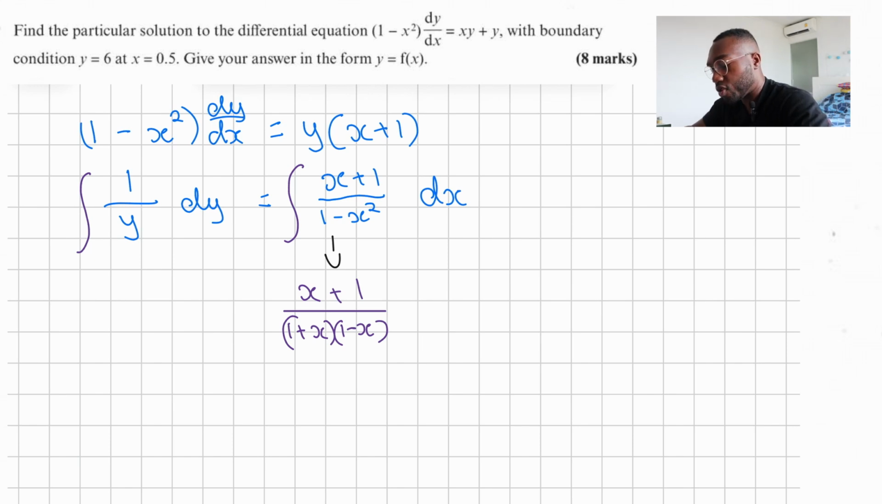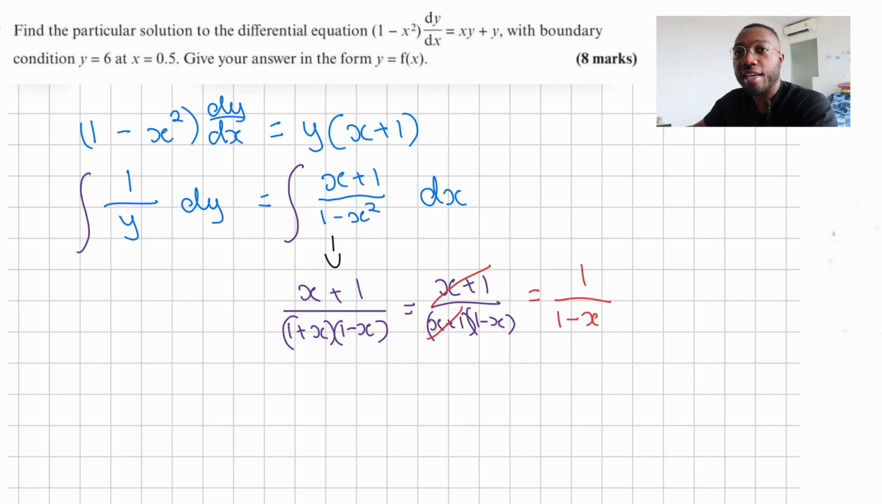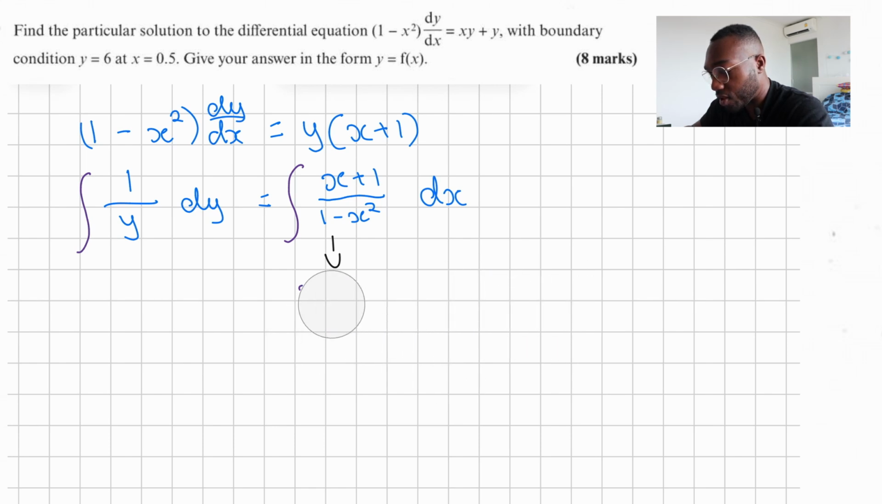Actually, if I just rewrite this as (x + 1) over (x + 1)(1 − x), I guess now it's a bit clearer that these two just cancel out, and you're just left with 1/(1 − x), okay? So you don't need to do any real partial fractions or any crazy integration. It just simplifies down to 1/(1 − x), okay?